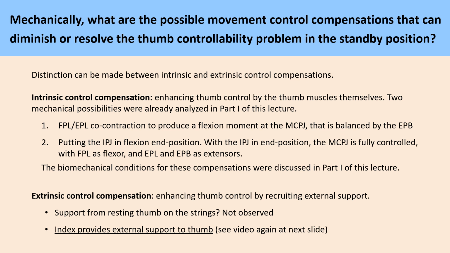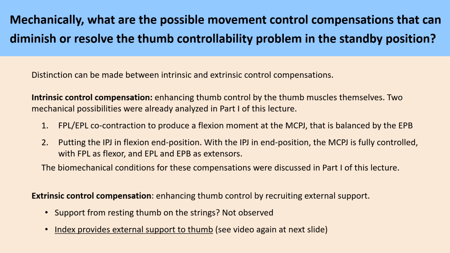Mechanically, what are the possible movement control compensations that can diminish or resolve the thumb controllability problem in the standby position? Distinction can be made between intrinsic and extrinsic control compensations. Intrinsic control compensations consist of enhancing thumb control by the thumb muscles themselves. Two mechanical possibilities were already analyzed in part 1 of this lecture.